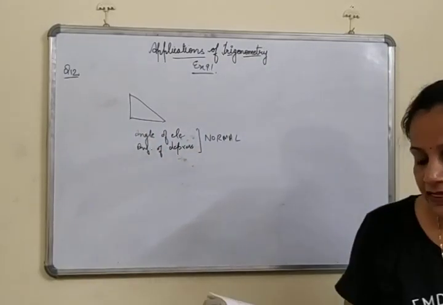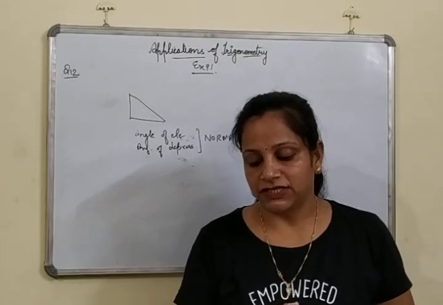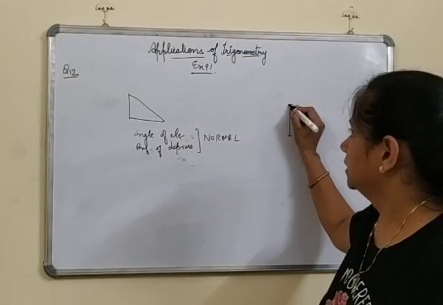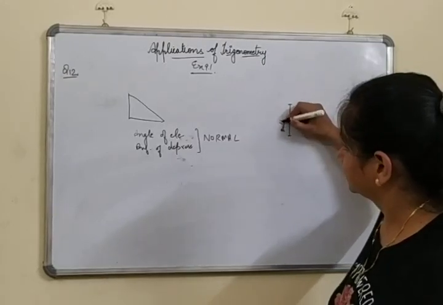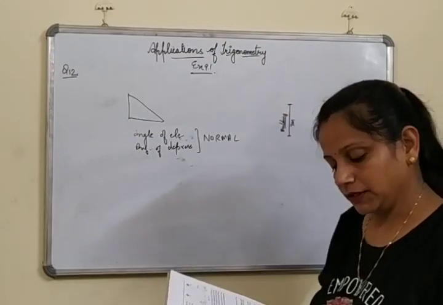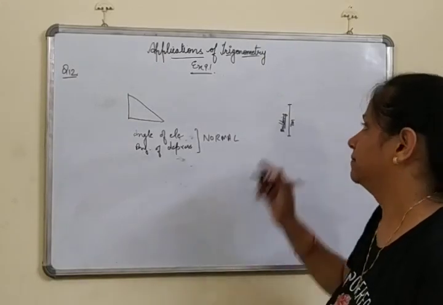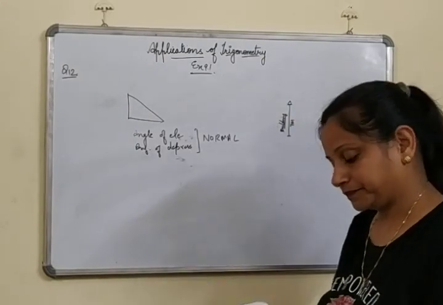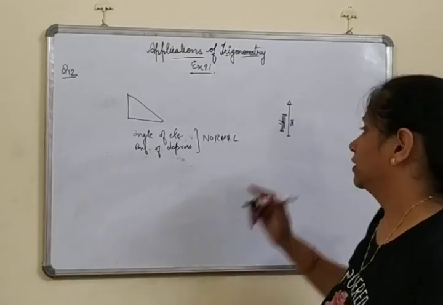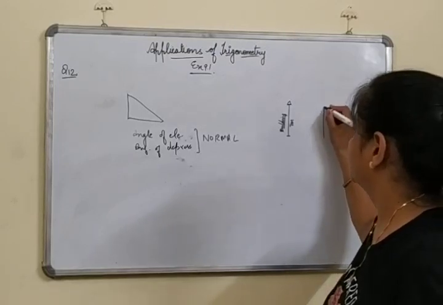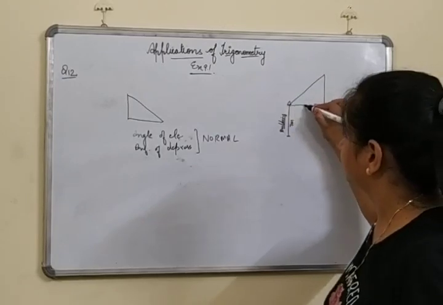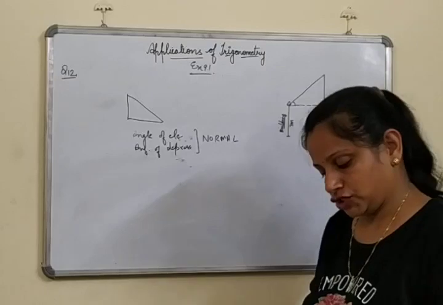Now it is given that from a top of 7 meter high building, say we are having a building over here. This is a building and the height of this building is 7 meter. From the top of the 7 meter high building, now from this top, the angle of elevation of the top of a cable tower. Now there is one cable tower. The angle of elevation of the top of the cable tower is how much? 60 degree.